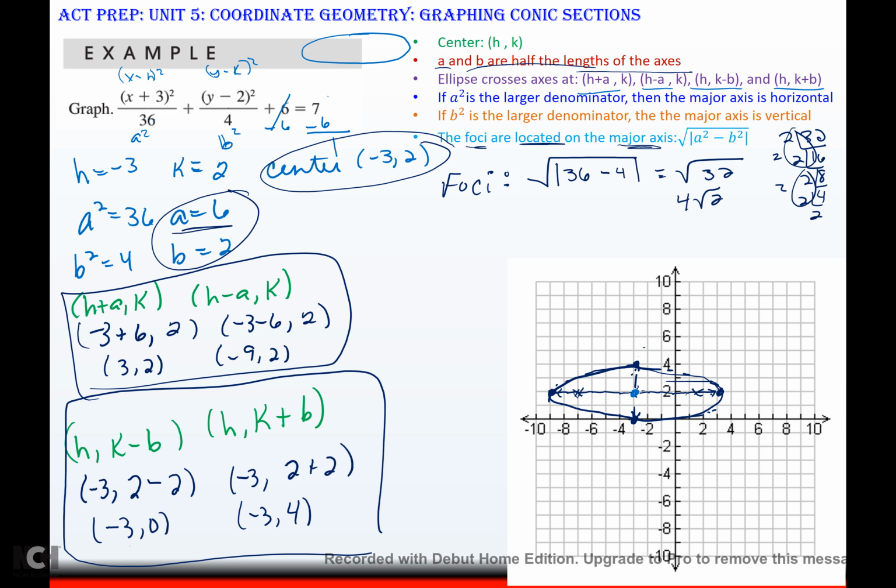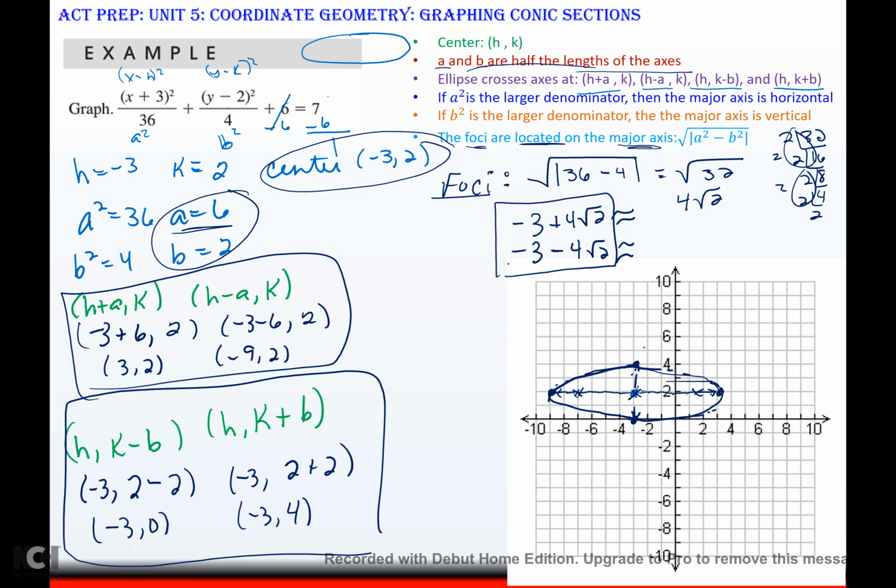Okay? Now, my foci are going to be starting at, again, we're going sideways, so I'm going to look at the x-coordinate of my center, which is -3. So I'm going to take my center and add 4 square roots of 2, and I'm going to take my center and subtract 4 square roots of 2. On the test, if it just said where the foci are located, this would be your answer, and it would probably be in that form.